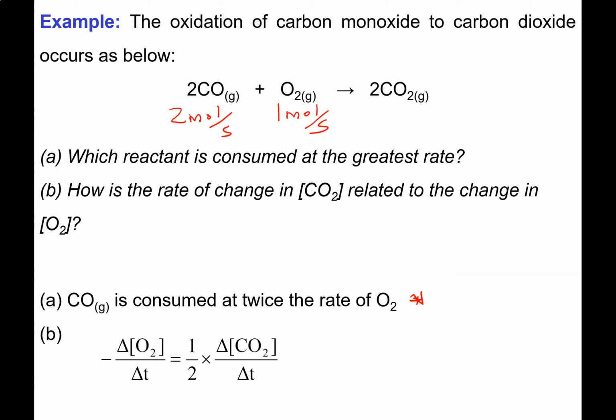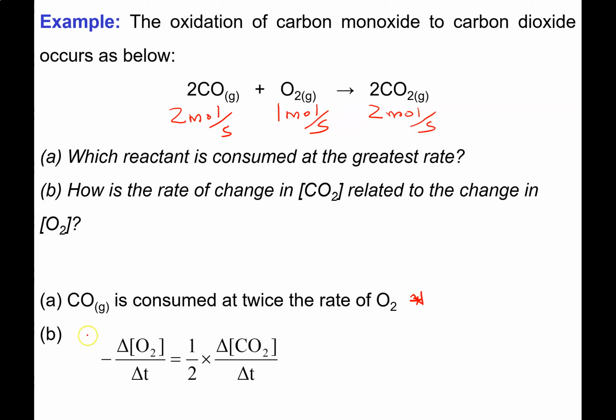So now it asks, how is the rate of change in the concentration of CO2, remember what the square brackets mean there, related to the change in the concentration of O2? So if O2 was changing at 1 mole per second, so decreasing, then CO2 would be increasing at 2 moles per second. Now that doesn't really answer the question, but it allows us to see what is going on.